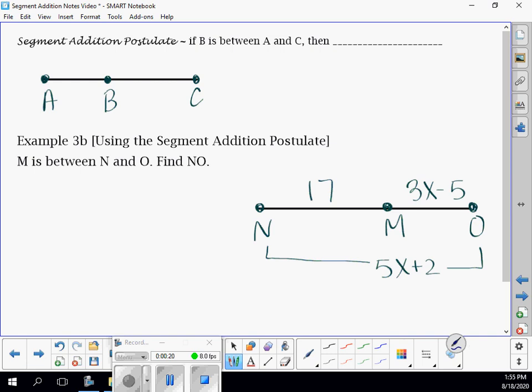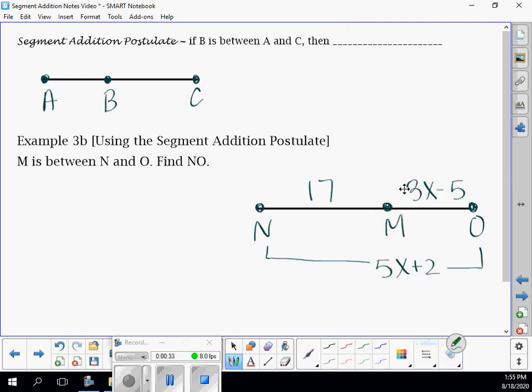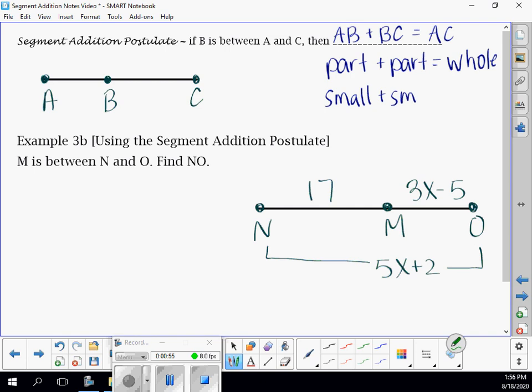If B is between A and C, so notice how B is in between A and C, making A and C my endpoints, then if I look at just AB, well, that's not going to work. And I add it to BC, that will get me my whole thing from start to finish, AC. So this is kind of like part plus part equals whole. Some people like to say small plus small equals big.